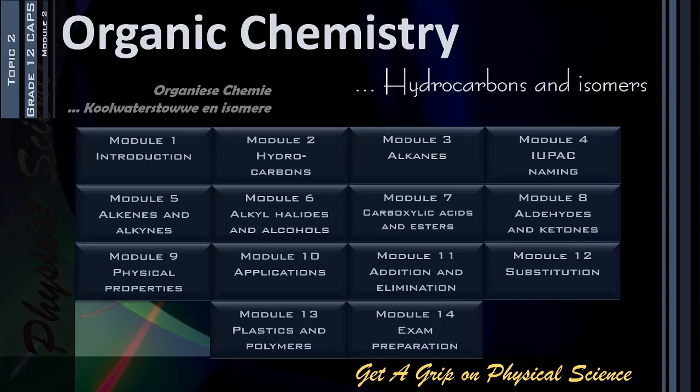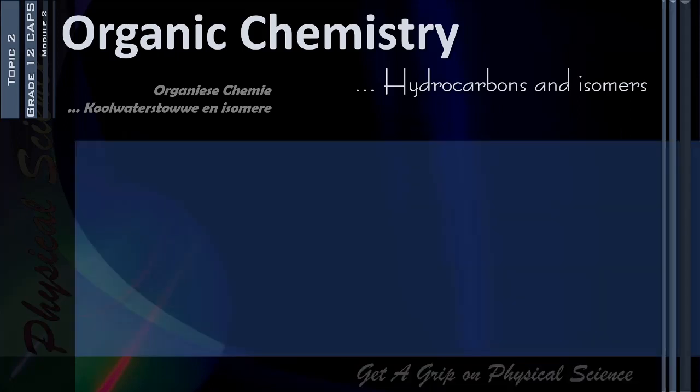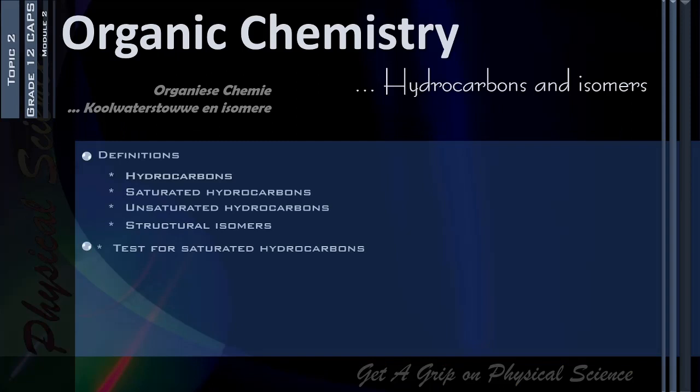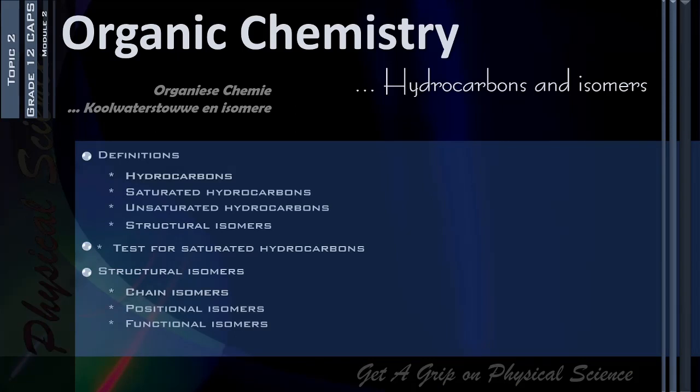In the second module of organic chemistry, we will cover hydrocarbons and isomers. We will have a look at a few definitions, then also the test for saturated hydrocarbons, and lastly I will show you how to distinguish between the different types of structural isomers.